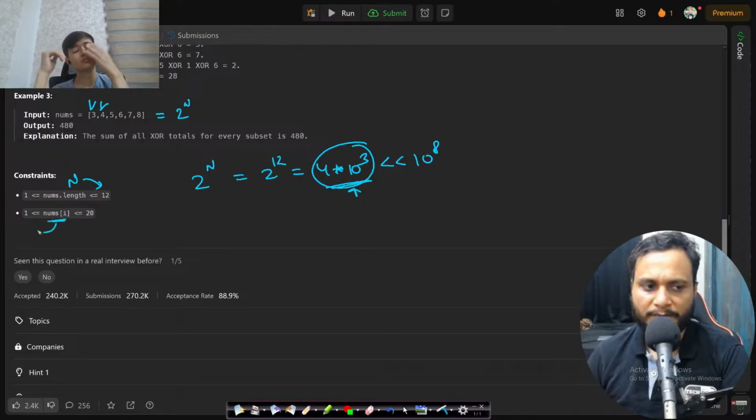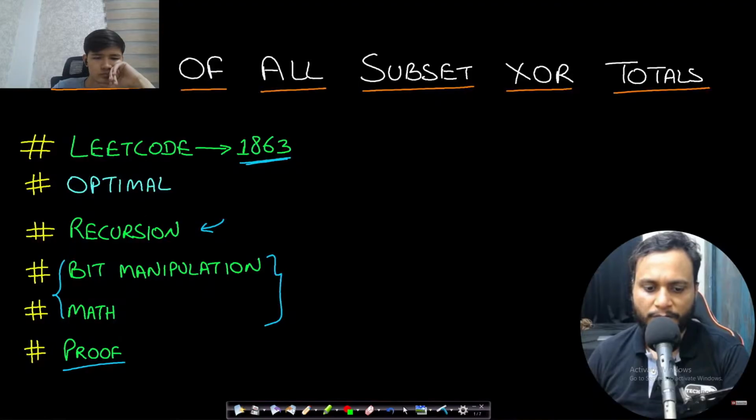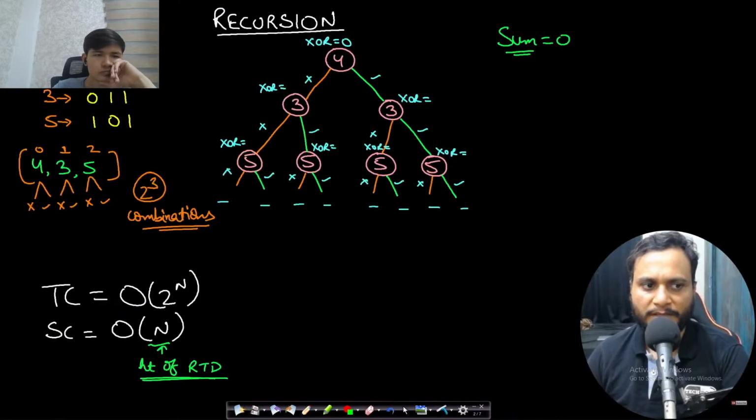All the array elements are within the 32-bit integer. Actually, it is a very small number, 1 to 20, right? Now let's look at how to solve this by recursion. So simply, if I have an array having three items, let's say 4, 3, 5, I have already given the bit representation for all of them. Then I can generate all possible subsets.